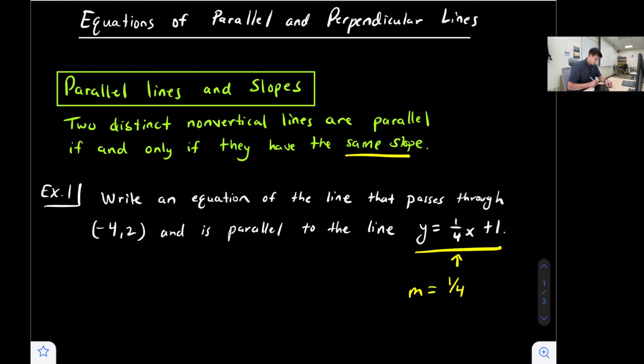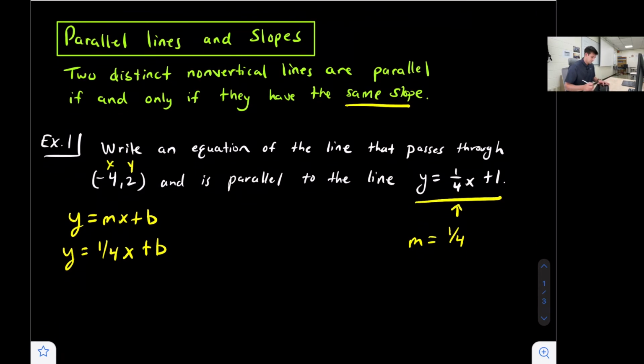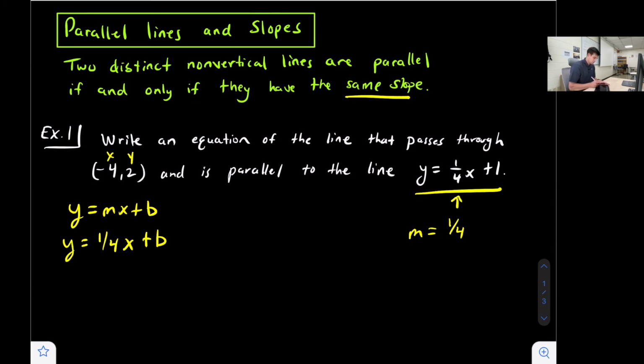So we can start off with y equals mx plus b, and we're going to plug in 1/4 for m. So now we have this equation, y equals 1/4 x plus b. And we know that b is our y-intercept. x and y stand for any other point that's on the line. And so we have this point right here, (-4, 2), that is on our line. So now we can take 2 and plug it in for y, and we can take -4 and plug it in for x. And once we solve this equation, it'll give us b.